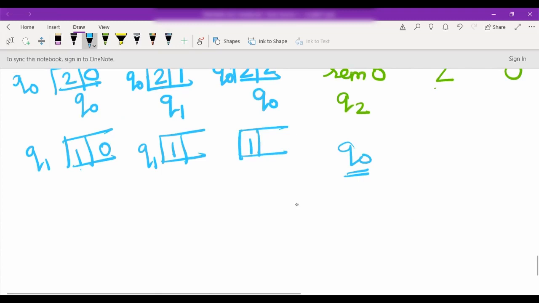The state representing remainder 0 is Q0. Now 1, 1 is the number 4... leaving the remainder 1. So the remainder 1 condition is represented by the state Q1. Now Q1 with the next bit as 2.